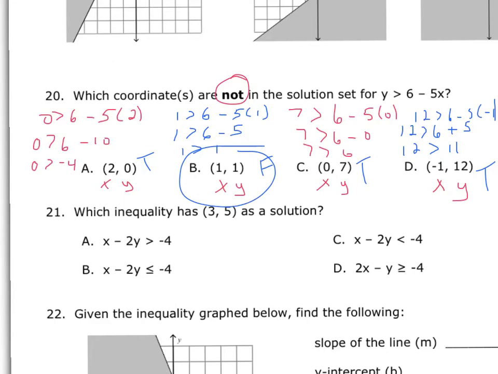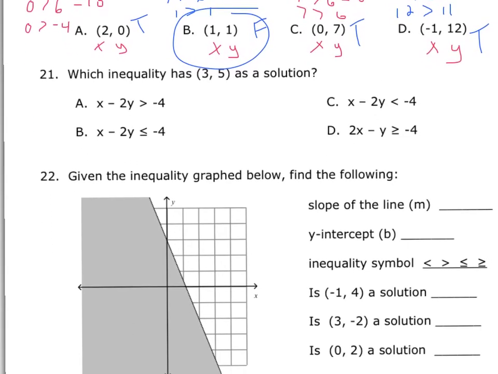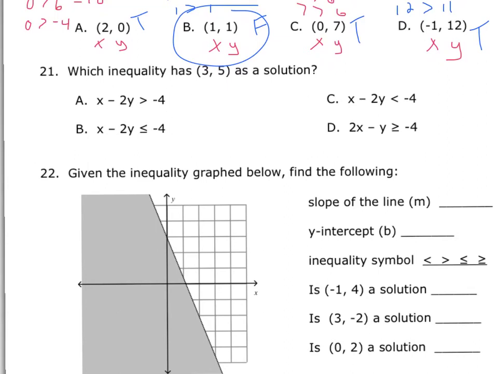Number 21. Which inequality has 3, 5 as a solution? We're just going to take this xy value and we're going to substitute it into each one of these inequalities and see which ones are true or false. Okay, so I'm going to label xy so we don't get them mixed up. So x is 3. 3 minus 2 times the y, which is 5. We're saying that that number is greater than -4. So 3 minus 10 is greater than -4. -7 greater than -4.